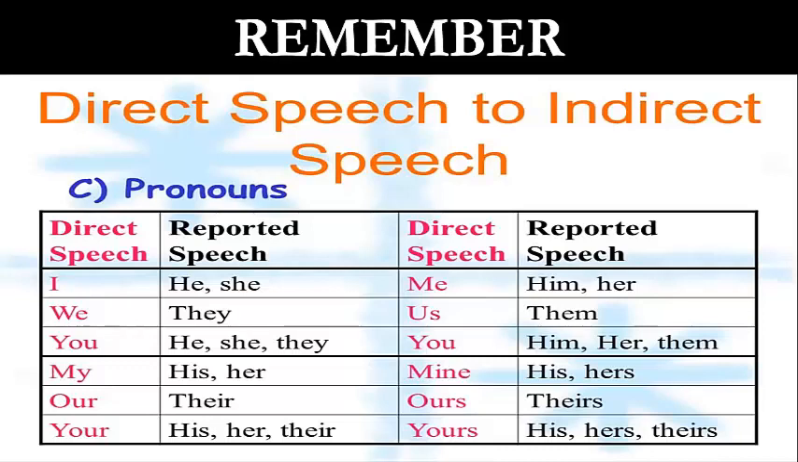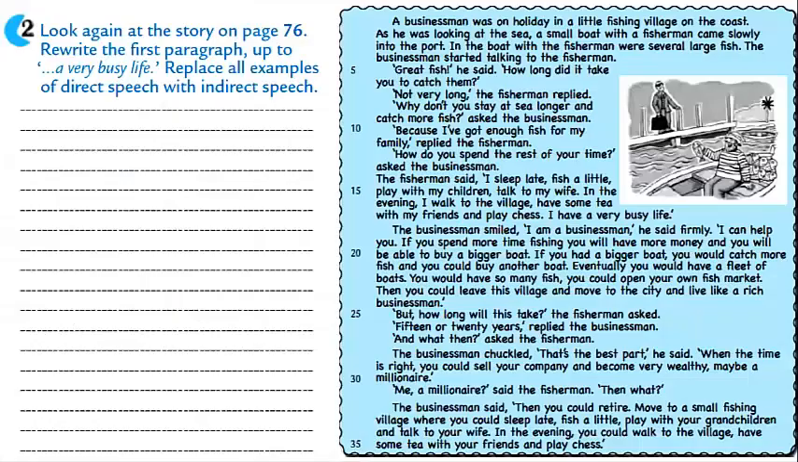When you change the sentence into reported speech, we have to change the pronoun my into his or her. Our will be their. Your will be his, her, or their. Let's complete. Me will be him or her. Us, them. You, him, her, them. Mine will be his, hers. Ours will be theirs. Yours will be his, hers, and theirs.